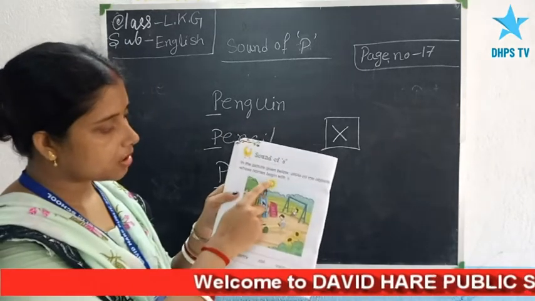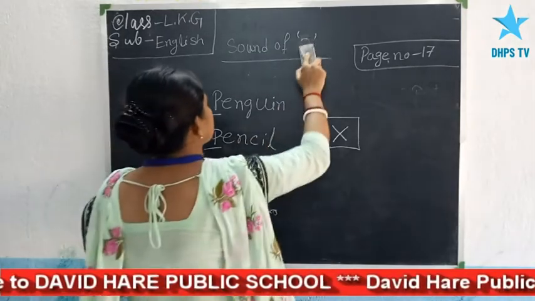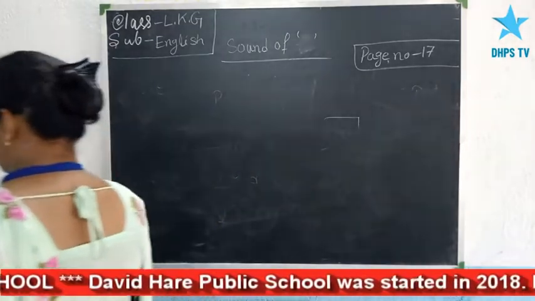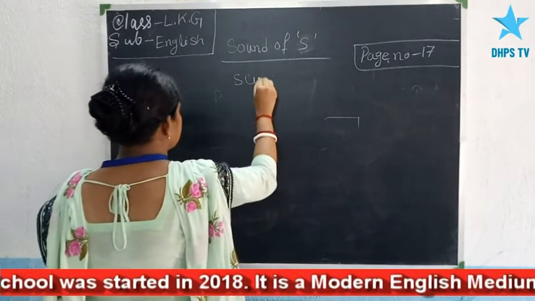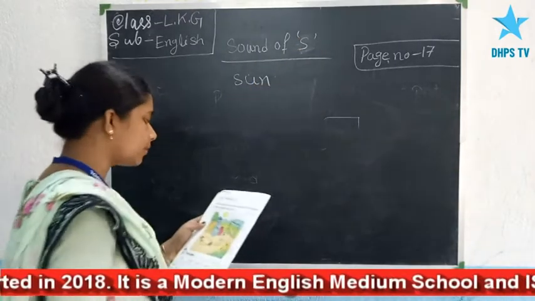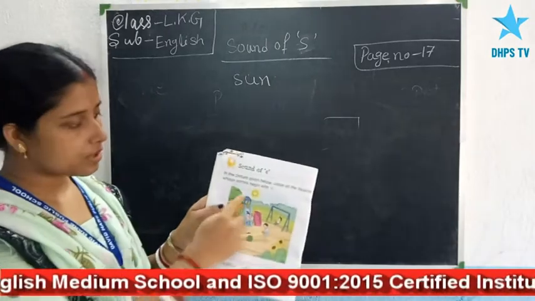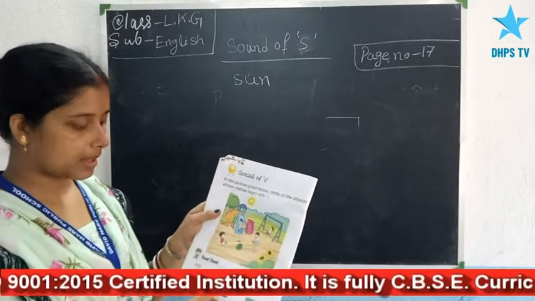Suppose this is a picture of a sun, and sun spelling is S-U-N, sun. So you have to circle around the sun.